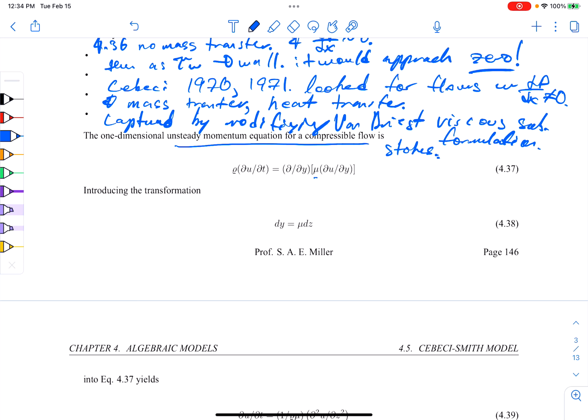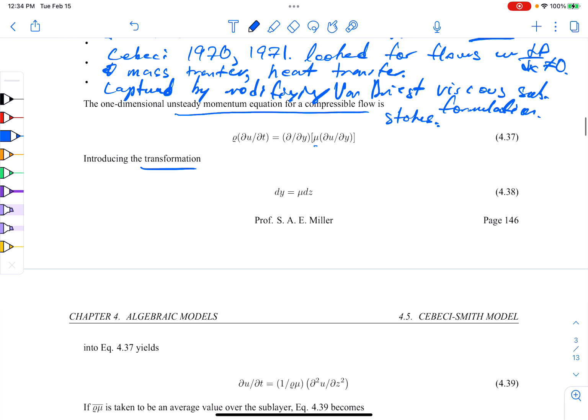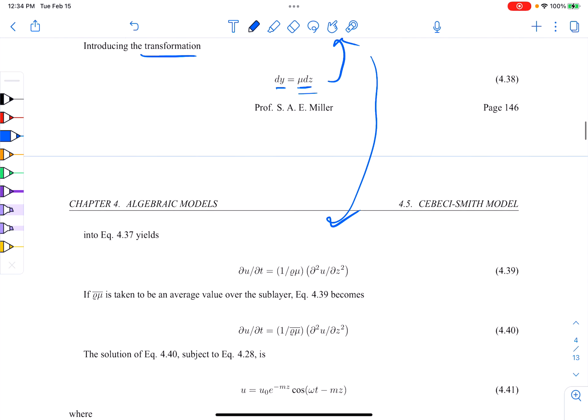So Cebeci did something pretty keen, and he introduced a transformation. As you'll see, he was fond of them in his later work, which we'll get to. He said the small differential of y goes as mu dz. You can make any substitution or transformation you want as long as you're consistent. He tried a few, and by making this one, he was able to solve the problem. So he takes this, puts it in equation 437, and gets this new form in 439.